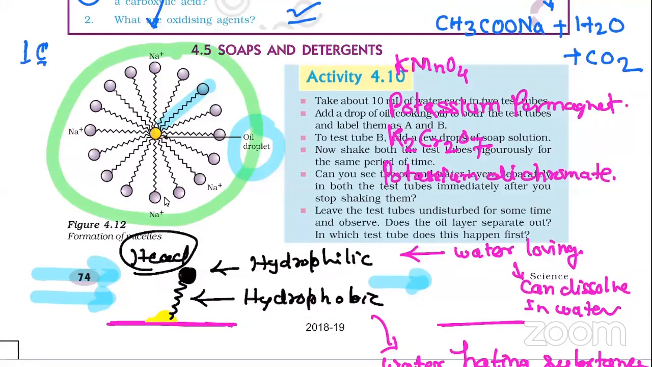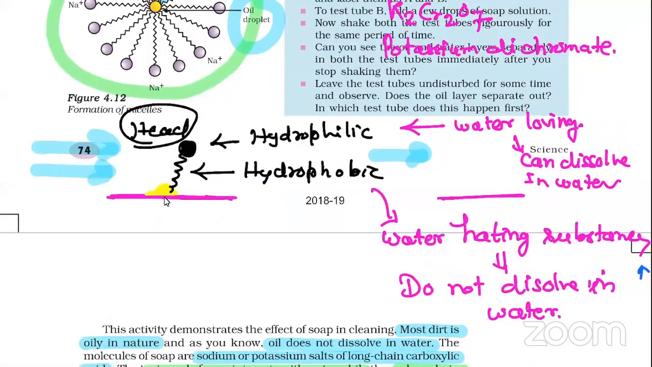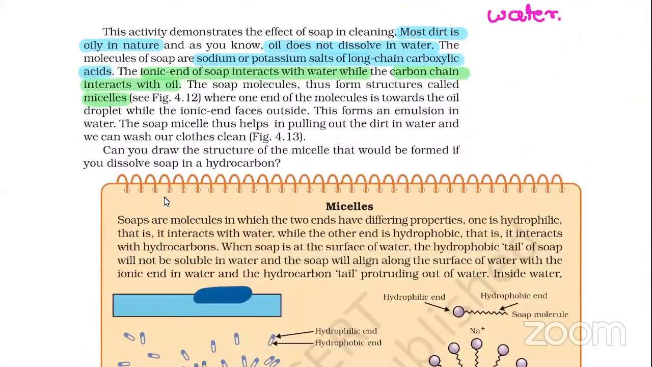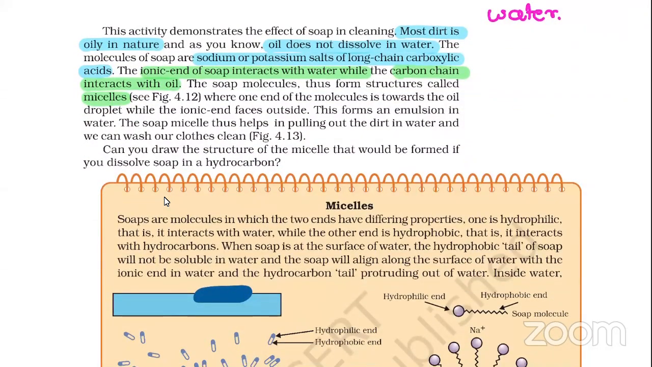So the tails of soap molecules are embedded in the oil or dirt particle. The soap molecules thus form a structure called micelles, where one end of the molecule is toward the oil droplet while the other ionic end faces outside. And this will form an emulsion in the water.